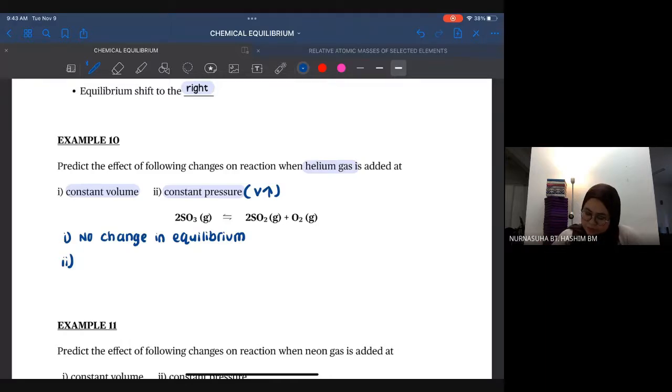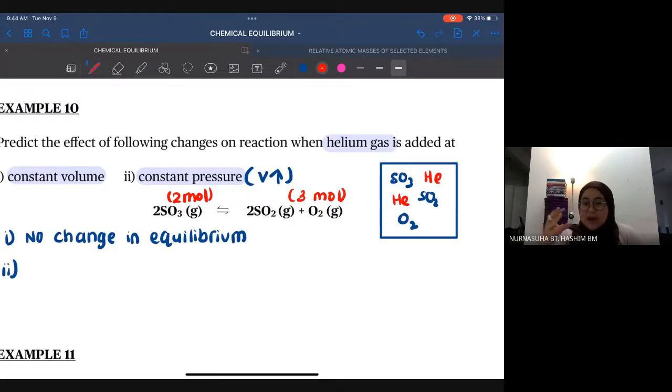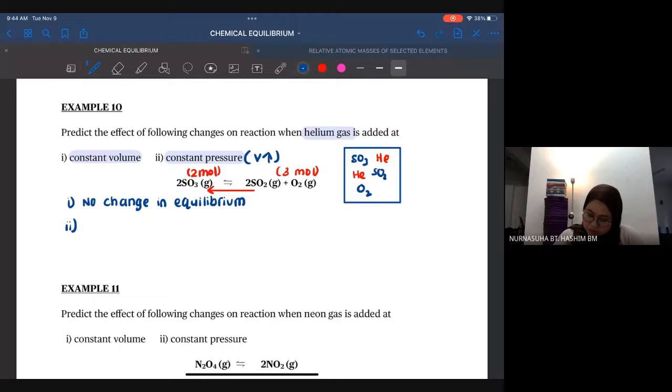So, originally, you have SO3, SO2 dengan O2. Lepas tu you tambah masuk helium. Okay. So maksudnya pressure gas increase. So tengok ini ada 2 mol. This one have 3 mol. So if you add the helium gas, maksudnya you add pressure lah sebenarnya. So when you add pressure, so equilibrium will shift towards less number of mol. So in this case, dia akan pergi sebelah kiri. Predict the effect. So to the left.